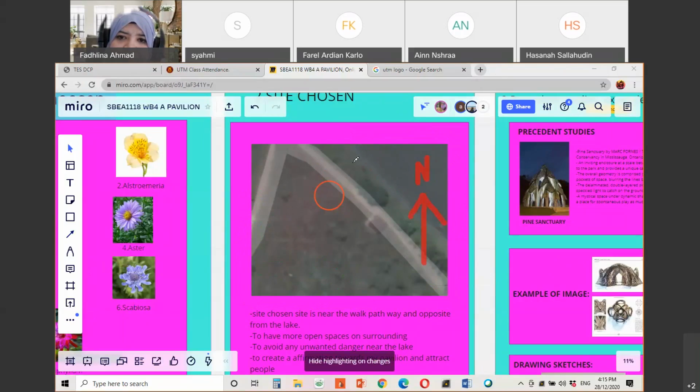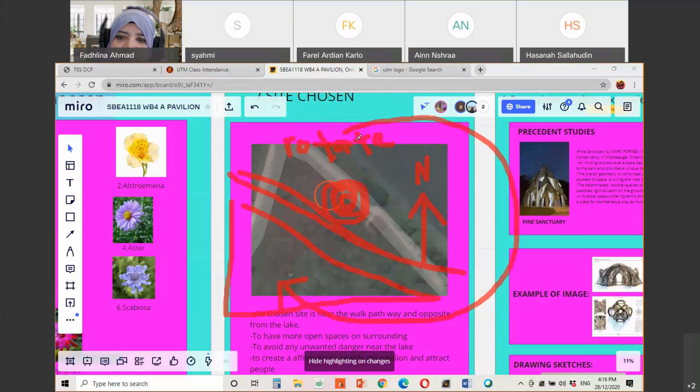So Shahmi, you need to rotate this one. The lake should be located over here, because everybody is going to do the same thing. The north point is upright, and then your lake is located somewhere over here, and then you have this pathway, and then your site will be located something over here, right? Yes. Okay, so this one you need to rotate. So why did you choose that particular site?